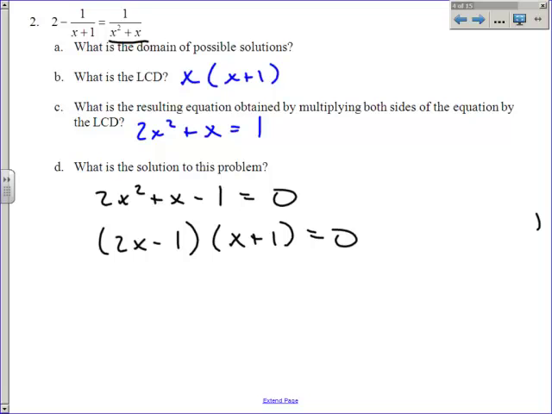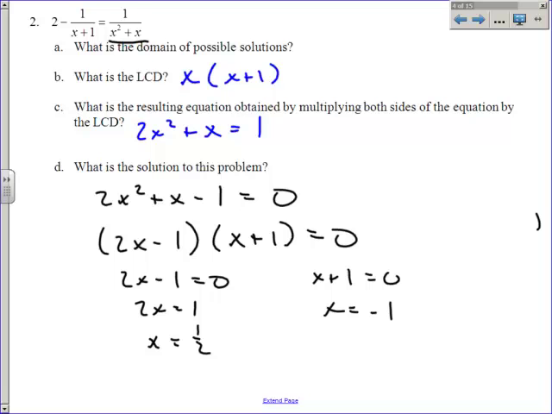Well, if 2x minus 1 is equal to 0, x is going to be equal to, let me solve it out real quickly. 2x minus 1 equals 0, so 2x equals 1, so x is equal to 1/2. Here, x plus 1 is equal to 0 tells me x is equal to -1.